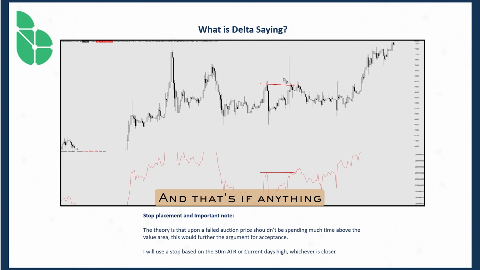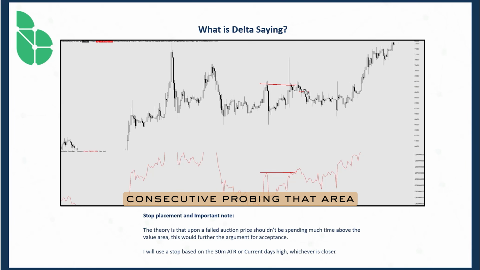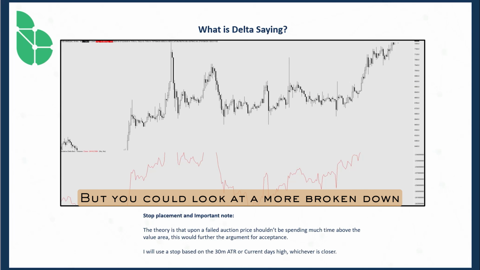If you see that there's absorption and now you're reaccepted back into the previous value area, and in this case you have 30-minute bars consecutively probing that area, I'd say that's enough on its own to get aggressive at that point. But you could look at a more broken down chart as well.